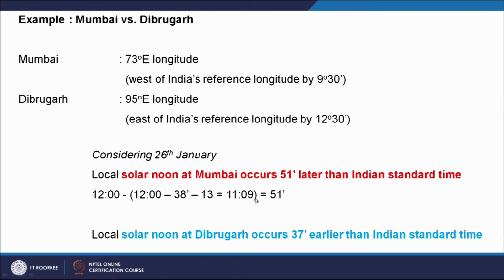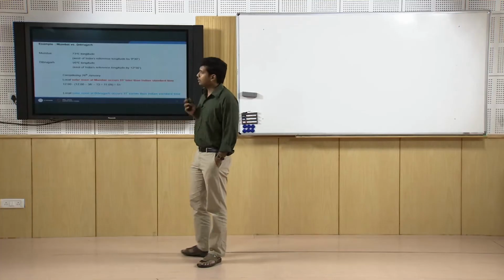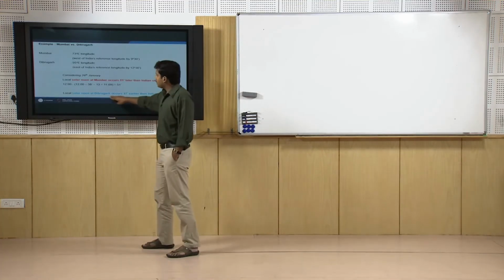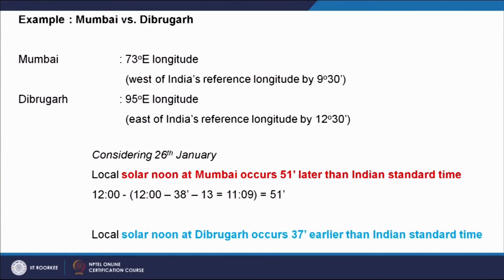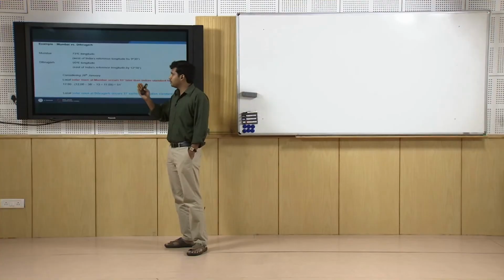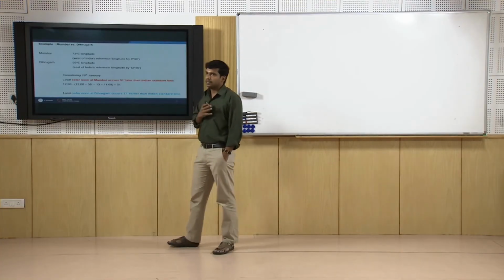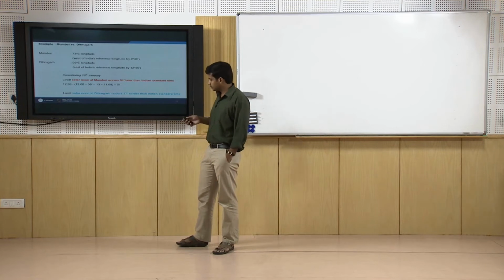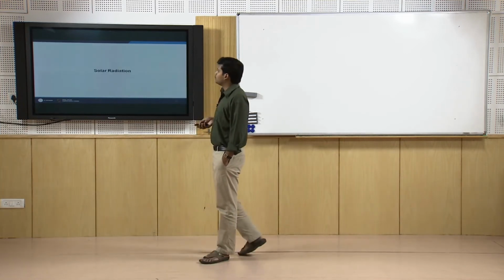So local solar noon at Mumbai occurs 51 minutes later than Indian Standard Time, because it lies to the west of the reference longitude. In the case of Dibrugarh, calculating the same way, we find that the local solar noon occurs 37 minutes earlier than Indian Standard Time. If India were to have different time zones from east to west, the time zone adjustments would be something like half an hour to 45 minutes for each time zone, if one were to divide the country into 3 different time zones.